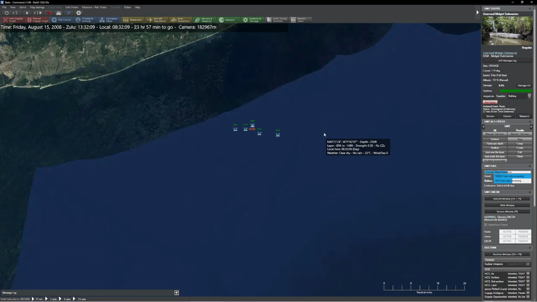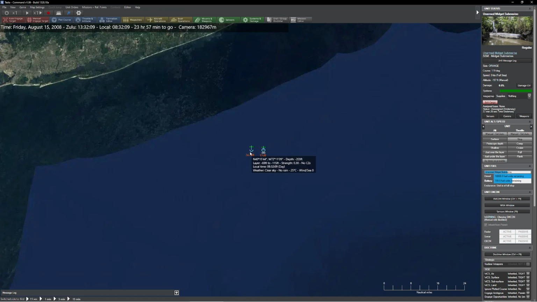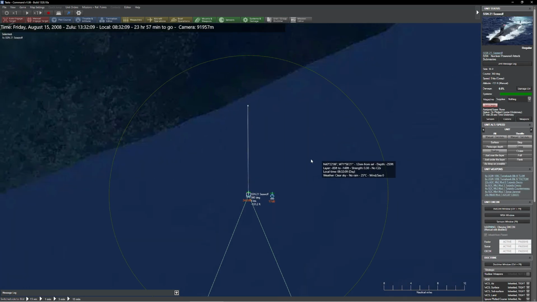But again, we're going to demonstrate just how effectively ineffective all these things are. So let's swing back to blue real fast. And we have our two subs, and we're going to go ahead and fire up those sonars right away.